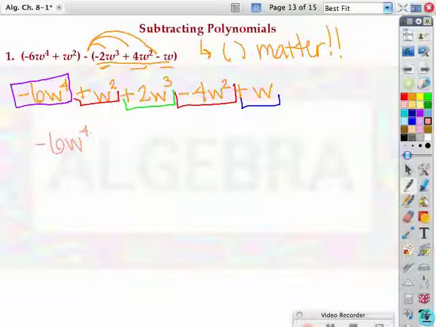Negative 6w to the fourth, followed by 2w to the third. Followed by these two combined right here. 1 minus 4 is a negative 3w squared, and then we have plus w. Decreasing order, 4, 3, 2, 1.